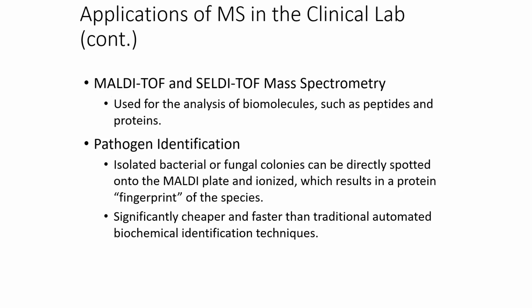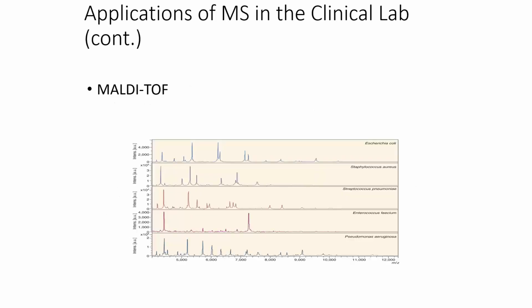MALDI-TOF and SELDI-TOF mass spectrometry is used for the analysis of biomolecules such as peptides and proteins. And MALDI is also used for pathogen identification. So isolated bacterial or fungal colonies can be directly spotted onto the MALDI plate and ionized, which results in a protein fingerprint of the species. It is significantly cheaper and faster than traditional automated biochemical identification techniques.